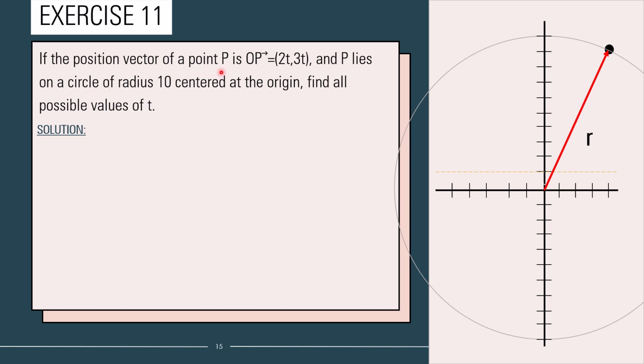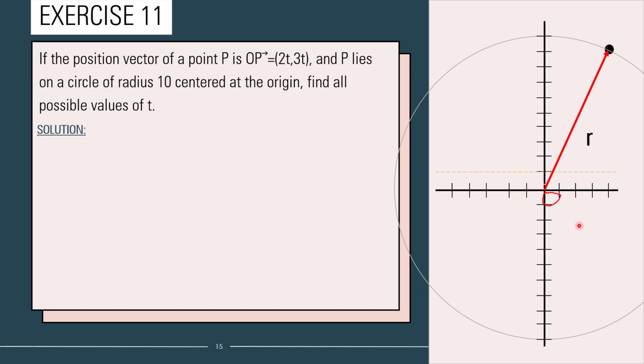If the position vector of a point P is OP, like in the previous one it was OA, here the position vector is given to us as OP, which is (2t, 3t). There we found the line equation of a given line which passes through a point. Now here you have 2t and 3t as the point, and P lies on a circle of radius 10, centered at the origin O. Therefore, find all the possible values of t.